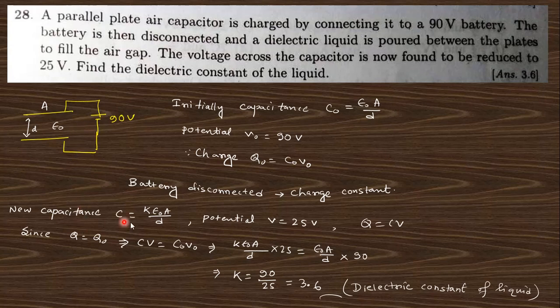So the charge is constant because the battery is disconnected. So the new capacitance will be K epsilon naught A by d, because the air gap is filled by this liquid, and the corresponding potential will be given, that is 25 volts. So from the relation Q equal to CV, the charge remains constant because the battery is disconnected. So if you equate these two charges, you will get this relation. Finally you get this value of K. Clear? Q equal to CV, just put the values of C and V, and you will get this value of K.